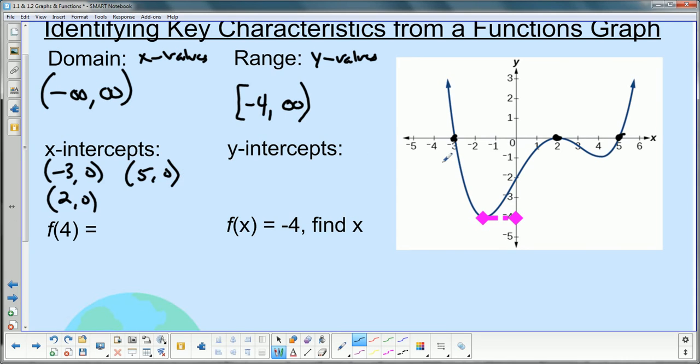Okay, finally my y-intercepts then. In this case, there's only one y-intercept. It's going to be right here where we cross the y-axis. So remember, x goes first, which is 0, and then negative 2 for the y-intercept.